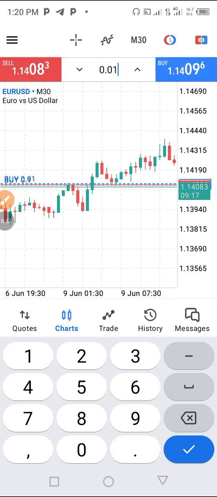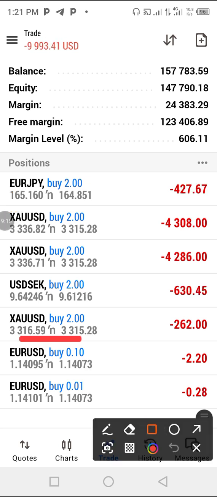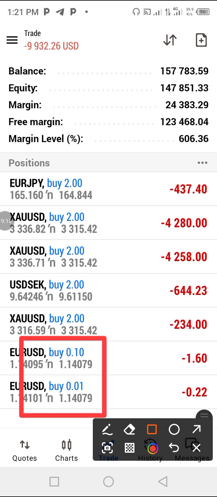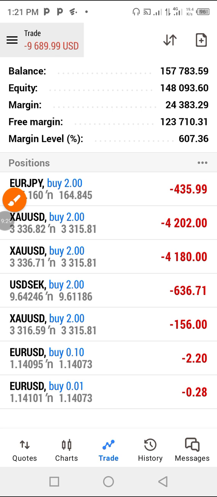You can see now the first trade we took was 0.1, while the second one was 0.01. Let me show you what I mean. Look at these two trades. Look at the lot size. The lot sizes are usually written here. Can you see it? Those are the lot sizes. It's telling you that as the market goes up or down, these are the amounts that you are most likely going to be making or losing. And I will explain what each of them means.